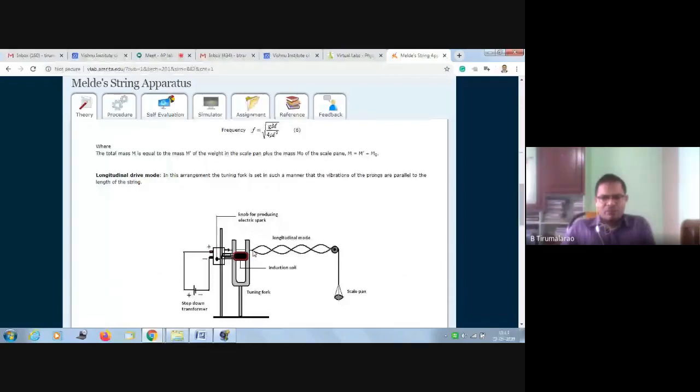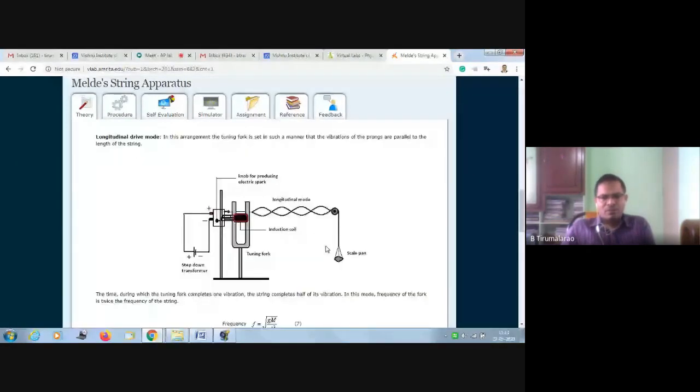is known as transverse mode. Whereas in the case of the lower one, the electrically maintained tuning fork vibrates along this direction. The waves are also moving along that same direction. That's why the vibrations are parallel to the direction of propagation. Such a mode is known as longitudinal mode.